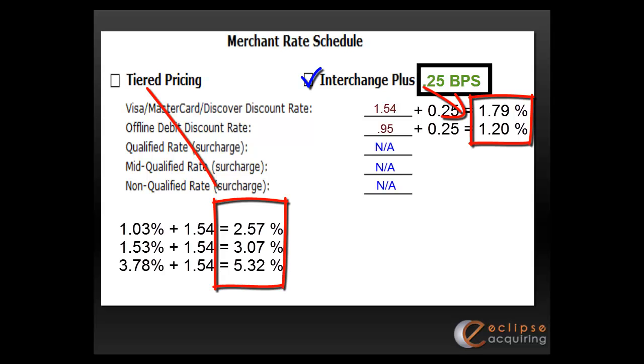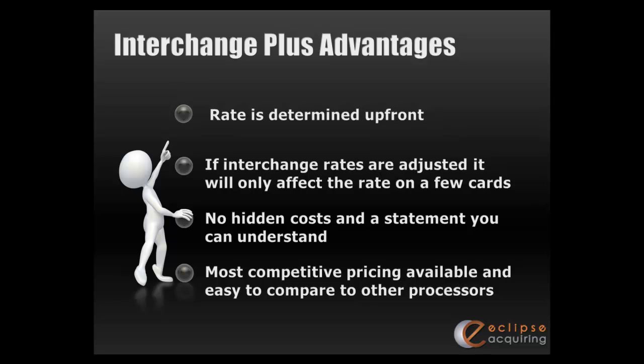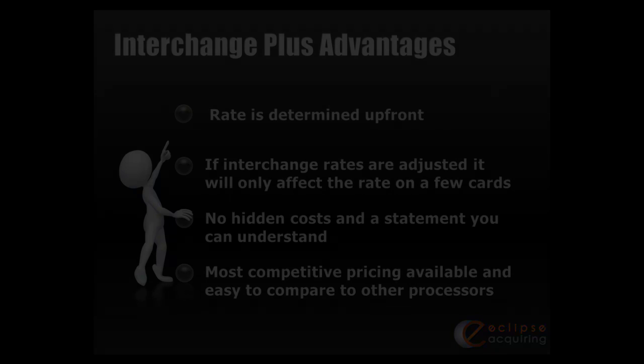You can see why Fortune 500 companies and large retailers demand Interchange Plus pricing over the tiered pricing structure. The advantages of Interchange Plus pricing is you have a processing rate that is determined up front. If an interchange rate is adjusted up or down, it automatically takes effect and will only affect a rate on a few of the cards. With no hidden costs and a statement you can actually understand, you will be receiving the most competitive pricing available, and it will be easy for you to compare to other processors with no games.